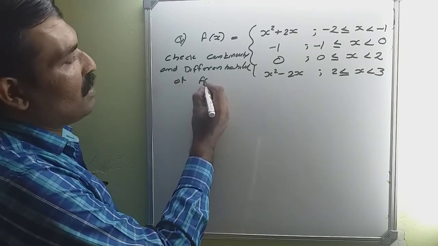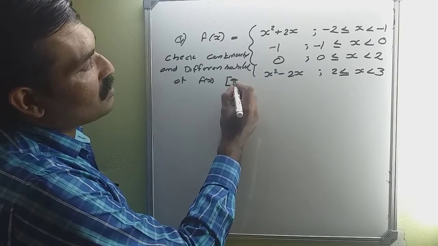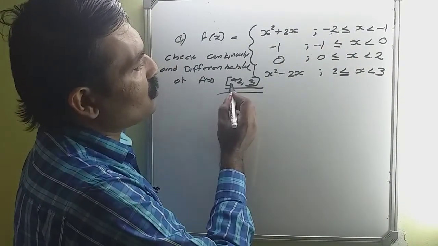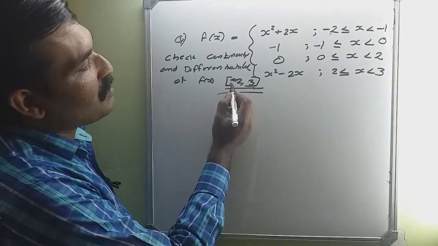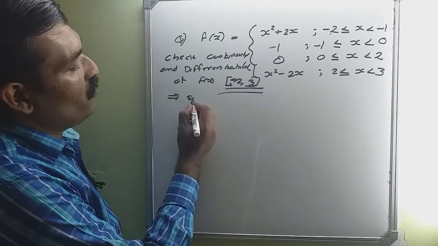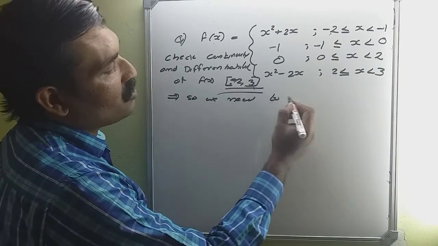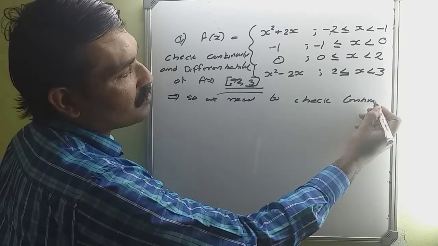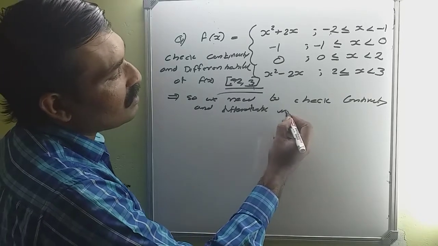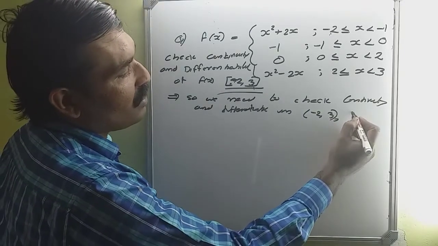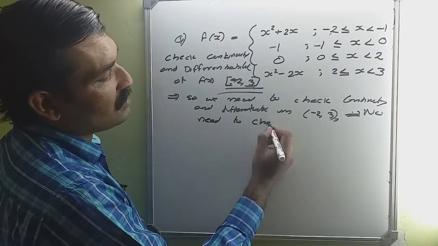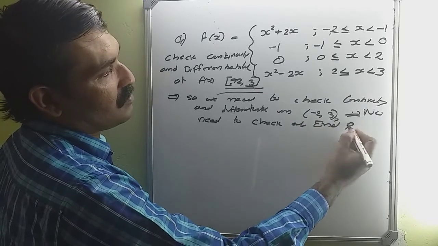of f of x in the interval minus 2 to 3. We need to check the continuity and differentiability in the open interval minus 2 to 3. So the endpoints minus 2 and 3 need not be checked. No need to consider endpoints.